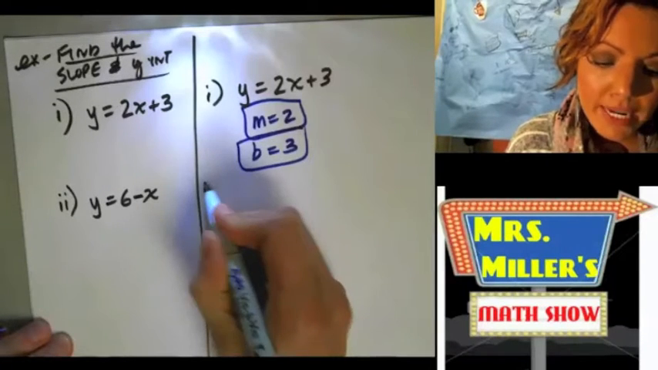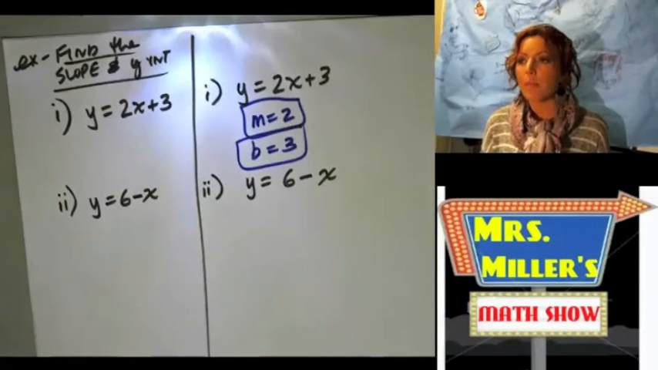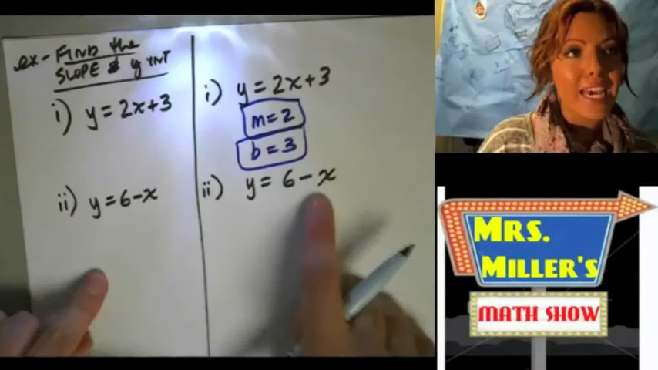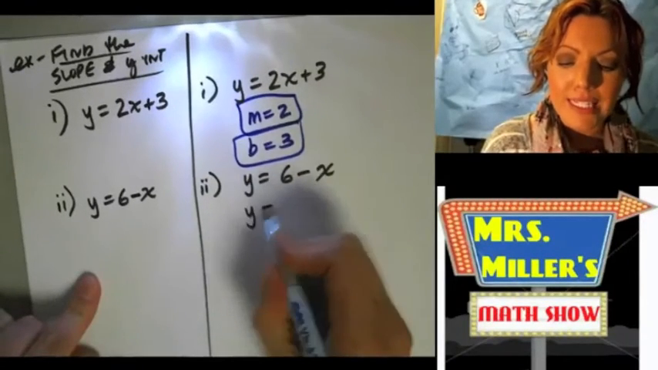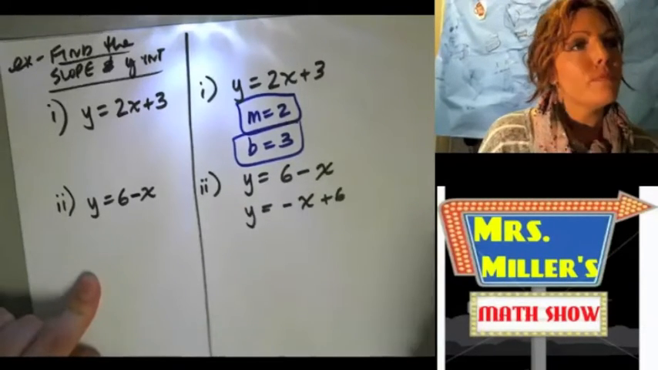Y equals 6 minus x. I'm actually going to put this in true slope-intercept form. In true slope-intercept form, we want to put the x first and anything else after it. So I'm going to keep the negative with it and just rewrite this as negative x. This is a positive 6, so plus 6.